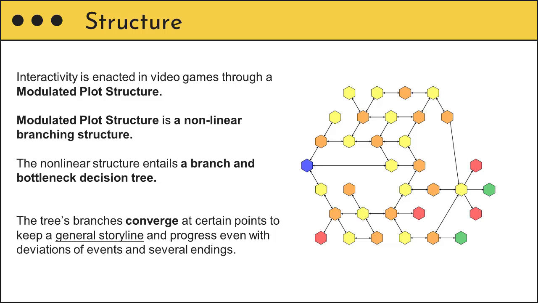In video games, interactivity is enacted through a modulated block structure. It is a nonlinear branching structure which entails branch and bottleneck decision trees. That is to say, the player's path is drawn along the tree according to the decisions the player makes in the narrative progress. Yet, the tree's branches converge at certain points to keep a general storyline in progress, even with the deviation of events and several endings.